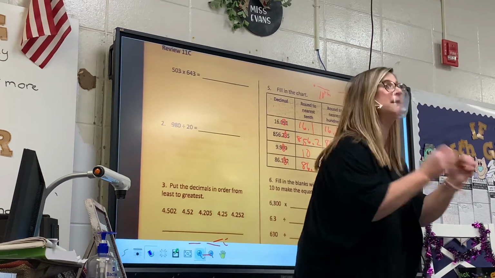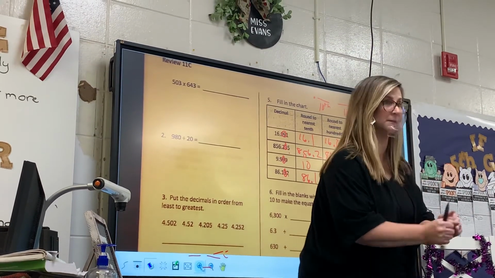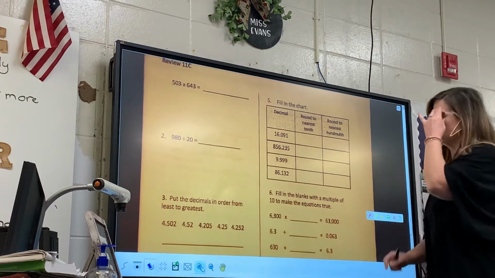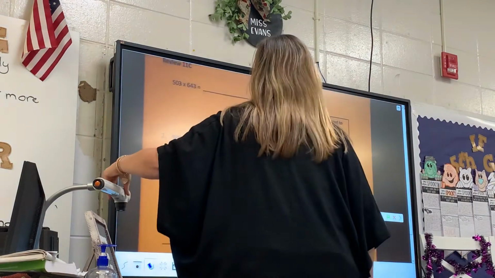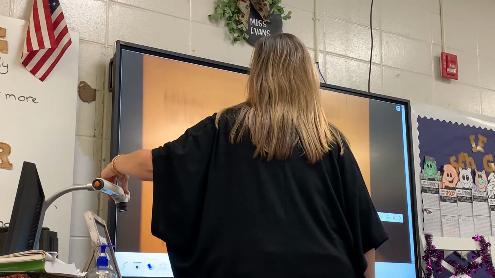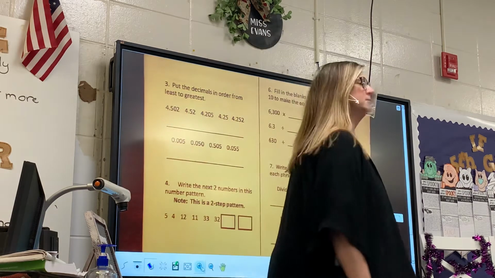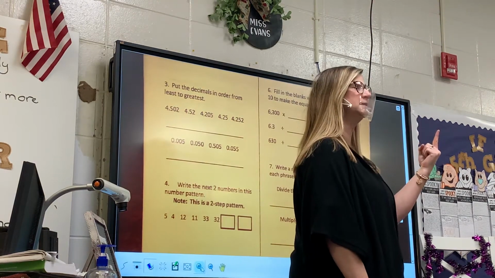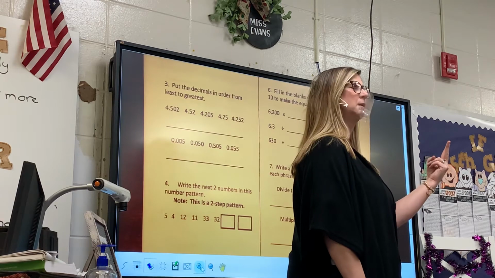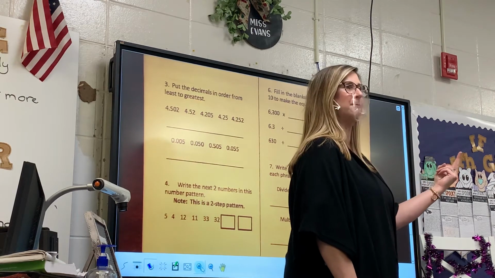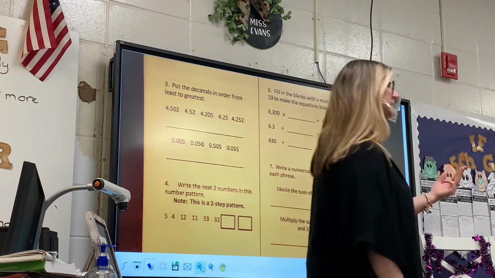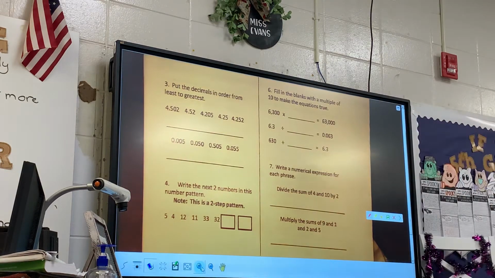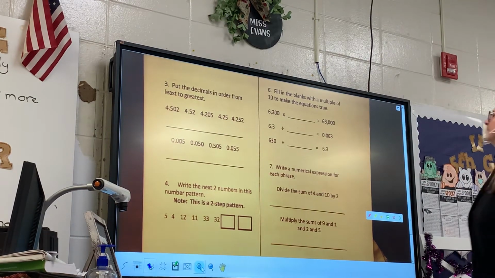That's it. 8 problems that y'all can get right. Okay? All right, let's look at this. Remember, however many times the decimal moves is the multiple of 10. If it moves 1 time, it is 10. If it moves 2 times, I've either multiplied or divided by 100. And if it moves 3 times, I've either multiplied or divided by 1,000. Okay, good.